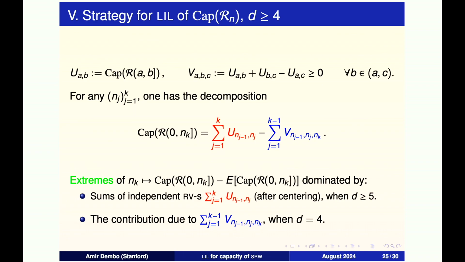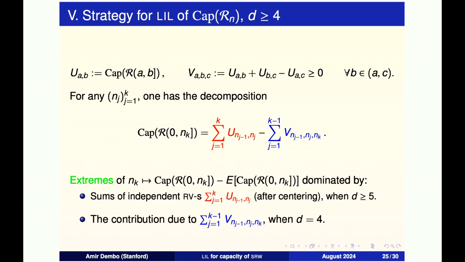So this red sum of the red variables is something we really like. We love those things. We love sums of independent variables. So if the capacity was written like this sum of the red thing, then life would be beautiful, because we know how to do the LIL for sums of independent variables.